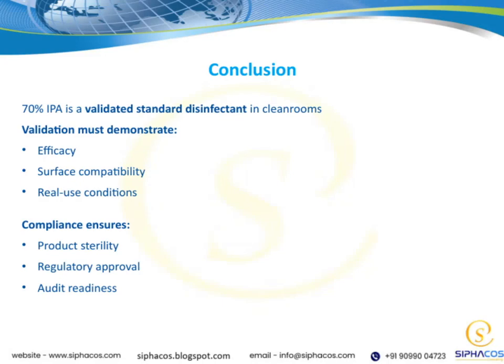So, wrapping up, I want to emphasize that 70% IPA is a validated standard disinfectant used in cleanrooms. This means it's proven to be effective and reliable for maintaining sterile environments. When validating its use, it's crucial to demonstrate a few key points. First, its efficacy in eliminating microbes. Second, that it's compatible with the surfaces we're disinfecting. And third, that it performs well under real-use conditions, just like in everyday operations.